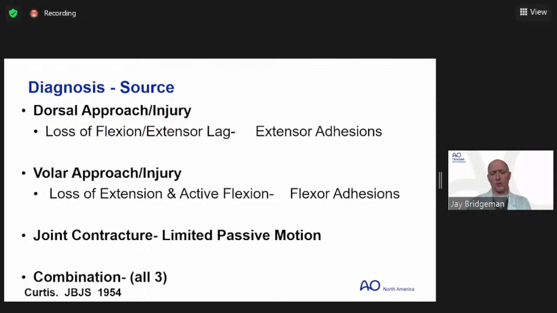If this person had a dorsal injury, dorsal incision, dorsal approach, that pattern would guide you to understand that it's extensor adhesions. And then the opposite for the volarly injured finger: if you can't passively extend the digit and they've lost active flexion, that most commonly correlates with flexor adhesions in the flexor system. And then, as I said before, if they don't have any passive motion at all, that's likely joint contracture. But in the difficult cases, they can have a combination of all three, actually.